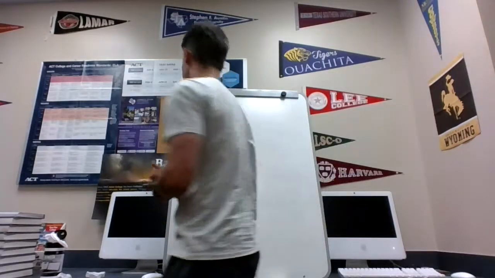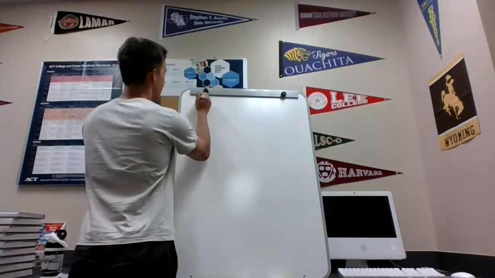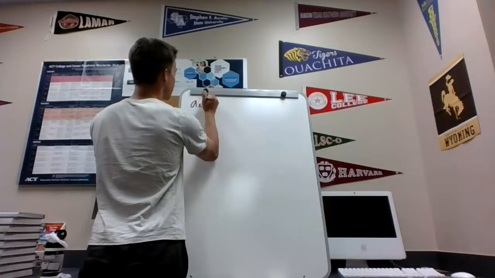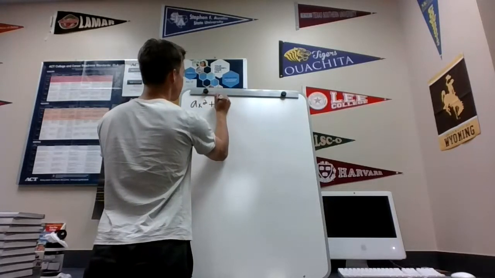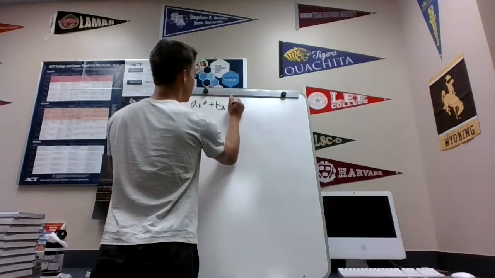Today, we're going to solve it with the expo marker and our whiteboard. Now, first, whenever solving the quadratic equation, you have to know what the quadratic equation is. The quadratic equation is as follows. It's ax squared plus bx plus c.